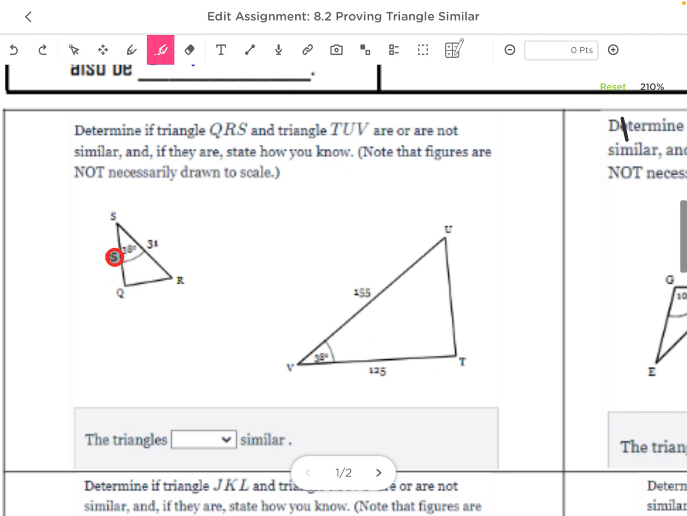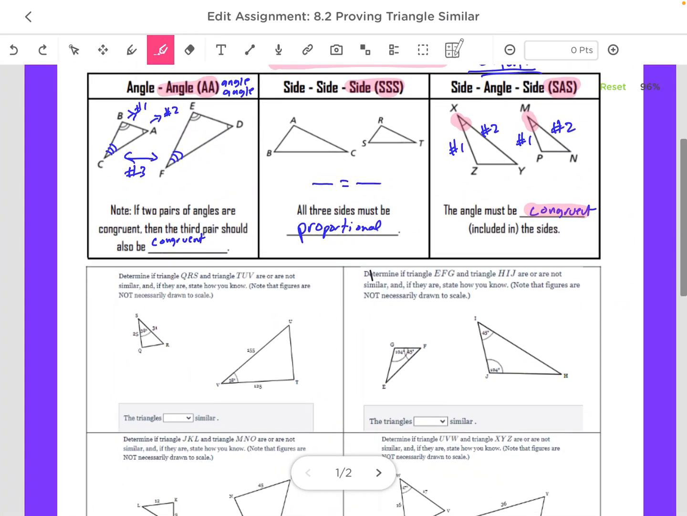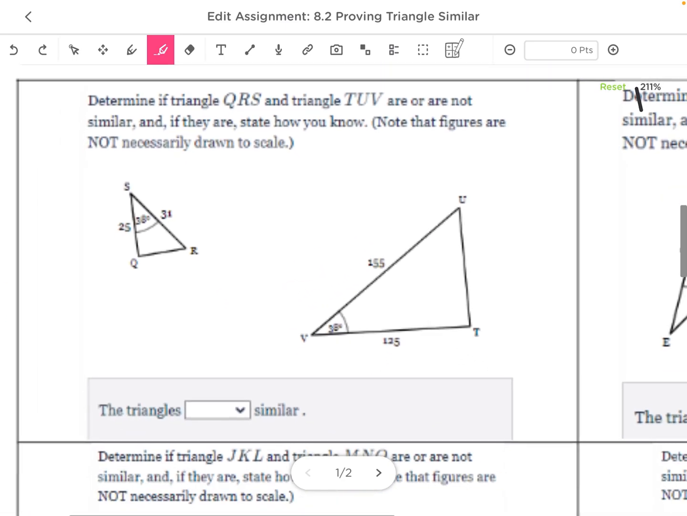All right, so we want to see if these two are similar. Let's look at what we have. We have a side, an angle, and a side. Side, angle, side. If these are proportional, then they are similar. So let's find out. We have to set up a proportion. We're going to see if this is true. That's what we're asking ourselves. Would this be proportional to this? Since this is the left triangle, let's just put 25 over there.